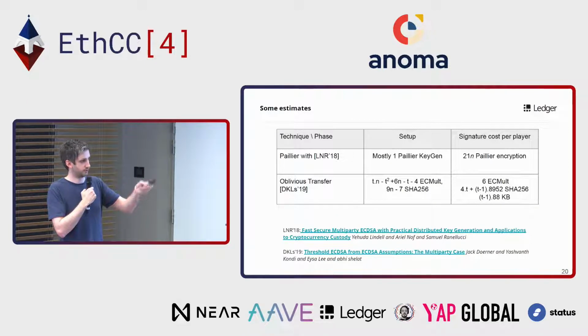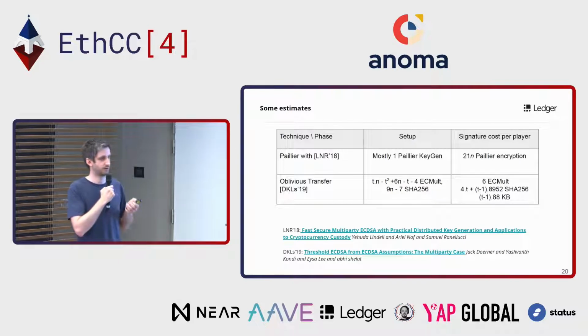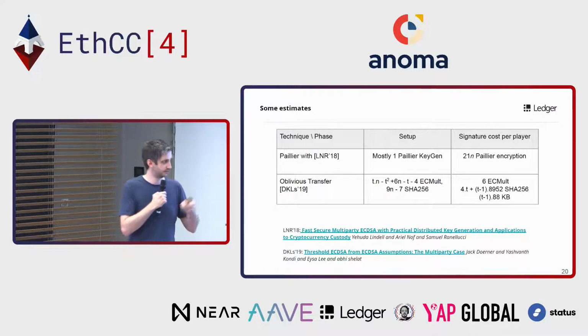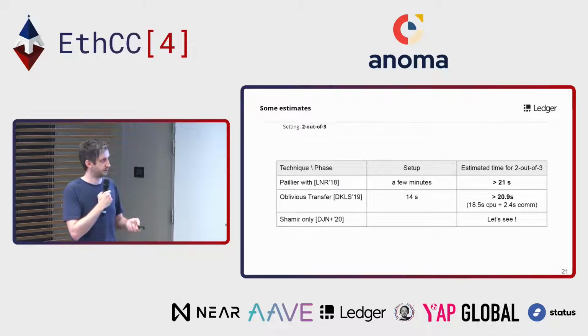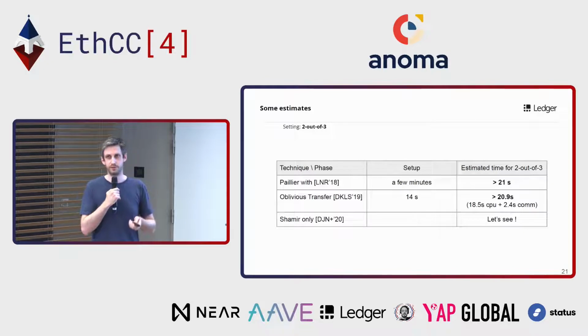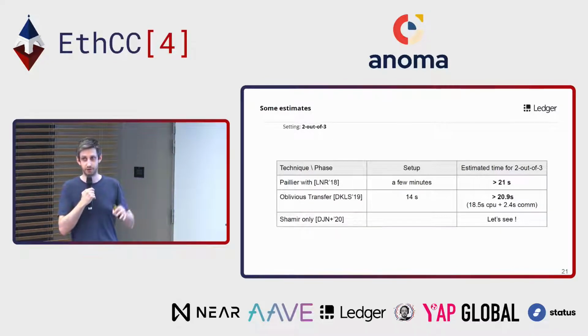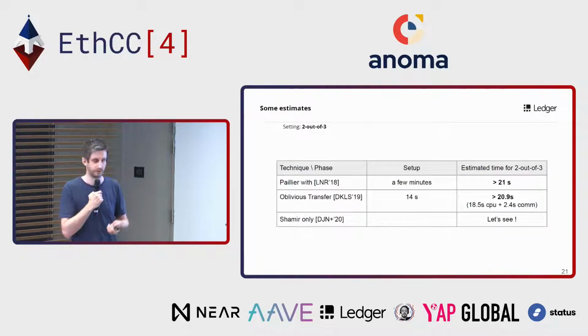We're focusing mostly on the last column. So the signature cost, or the live cost, basically, is 21 times the number of players by encryption. And for oblivious transfers it's more complicated, but you see there's a lot of hashing as well as a lot of communication. Just to put that in concrete numbers, luckily they're about the same. So the estimated time for a 2 out of 3 scheme, we see that it's at least, again, this is very optimistic, at least 21 seconds just to sign something with 2 players out of 3.